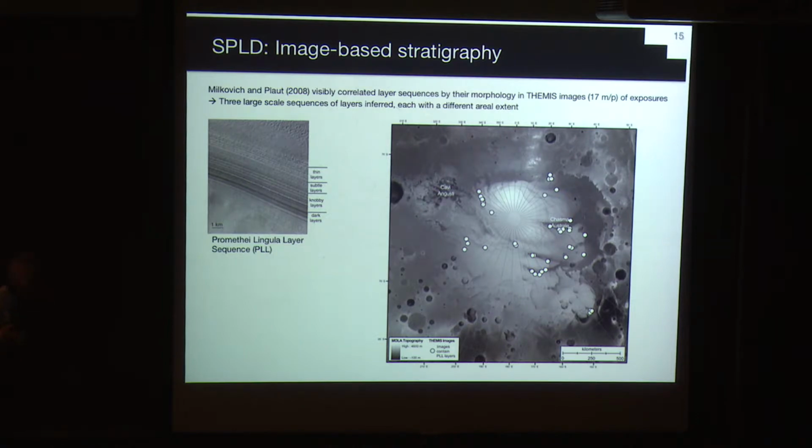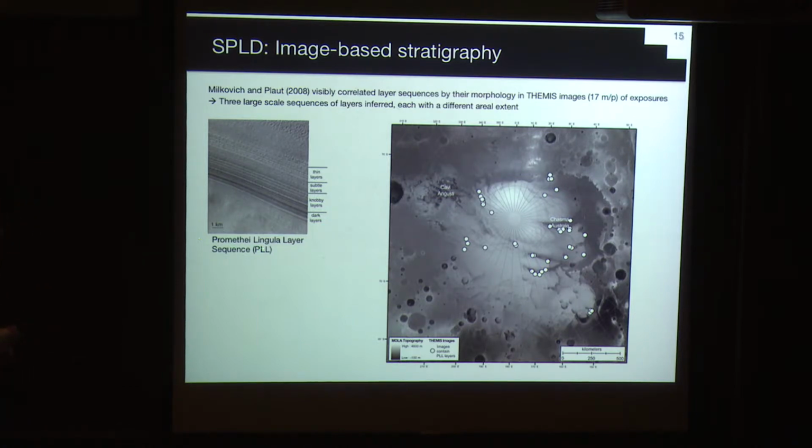And so, going off of Ken Tanaka's geologic map, Milkovich and Plaut in 2008 visually correlated sequences using the technique that I showed before, by their morphology in THEMIS images, which had greater coverage at the time than, for example, CTX, which we would probably use now. And they identified 3 large-scale sequences of layers, 2 of which they observed directly and 1 of which they inferred.